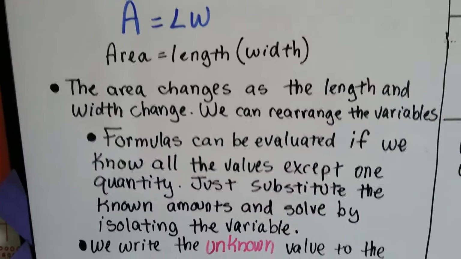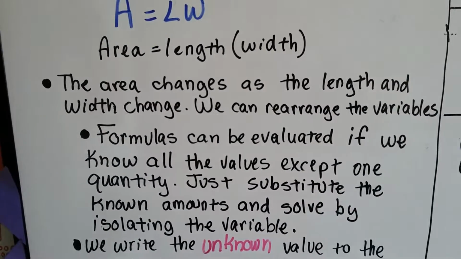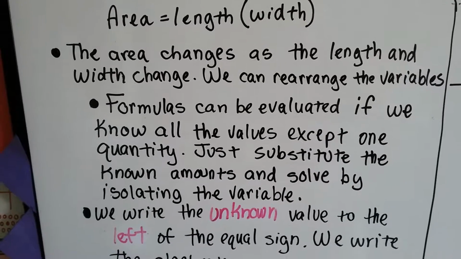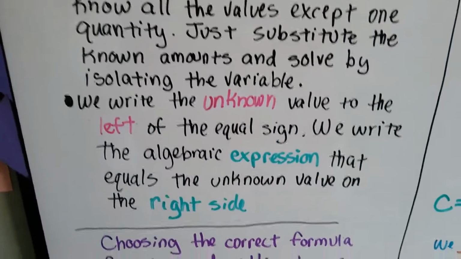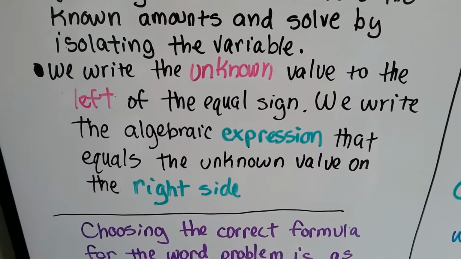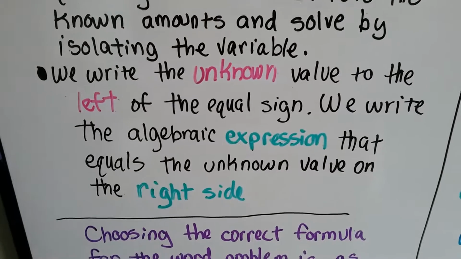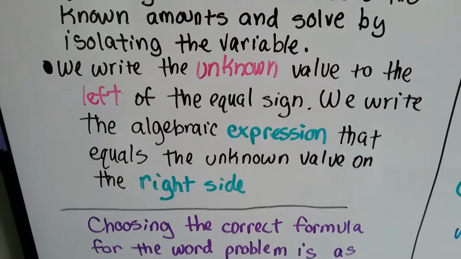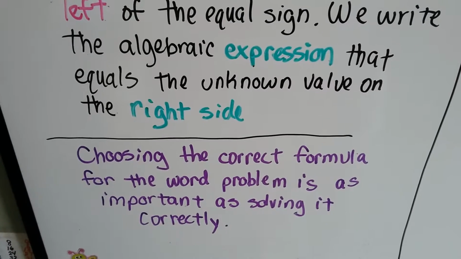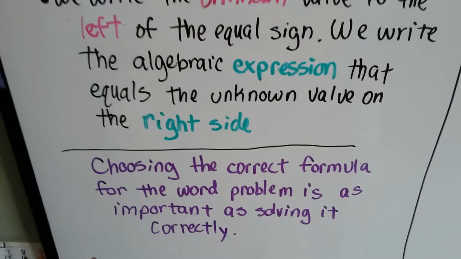Formulas can be evaluated if we know all the values except one quantity. We just substitute the known amounts and solve by isolating the variable. We write the unknown value to the left of the equal sign, and we write the algebraic expression that equals the unknown value on the right side. I'll show you why in a few minutes. Choosing the correct formula for the word problem is as important as solving it correctly.